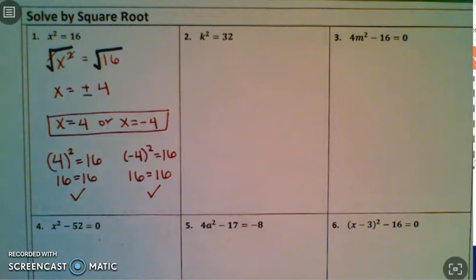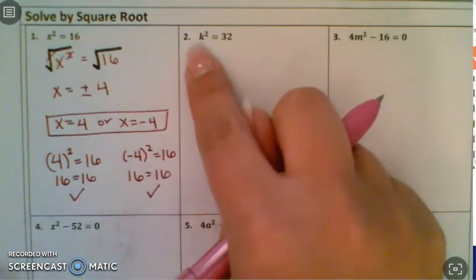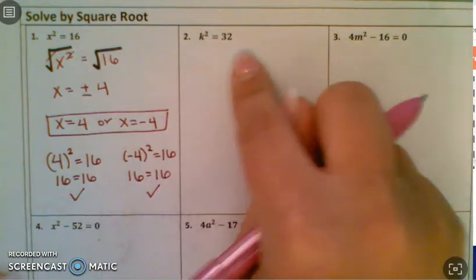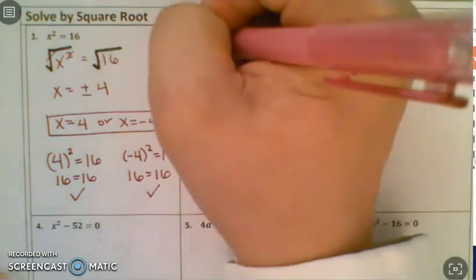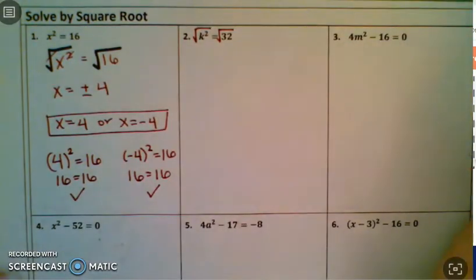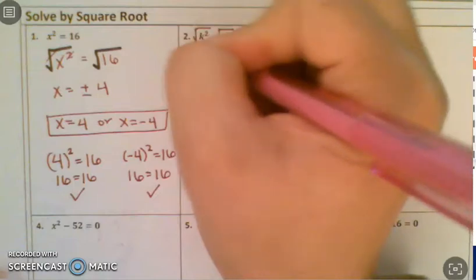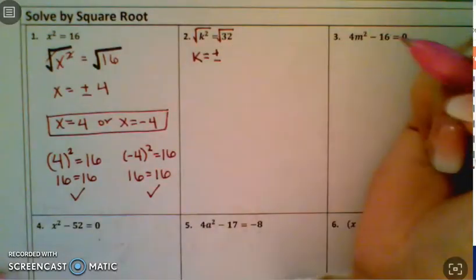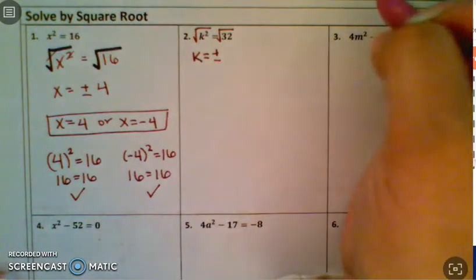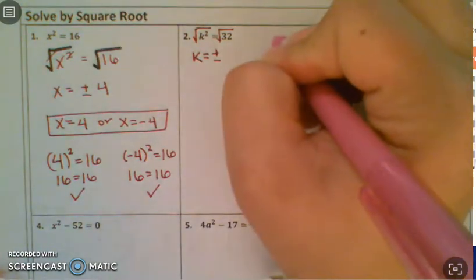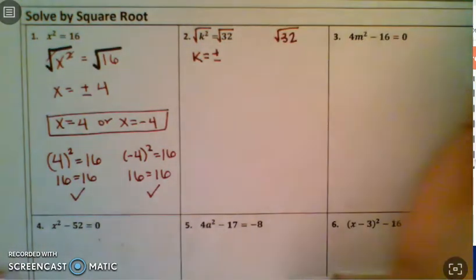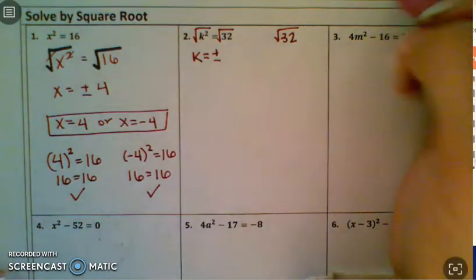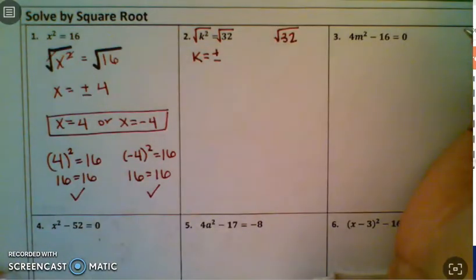Okay, but not every time when you do this is it going to be a perfect square. So k squared is by itself equals 32. So again, I need to take the square root of both sides. That leaves the left side just being a k, and the right side is plus or minus whatever the square root of 32 is. Well, this section is most likely going to be on the no calculator section of your end of course test, so you need to know how to break it down.